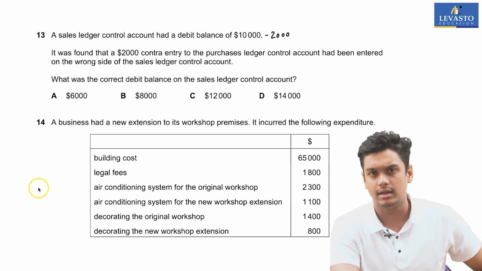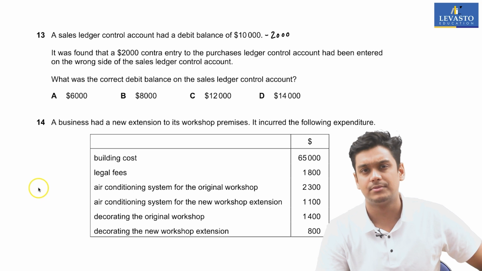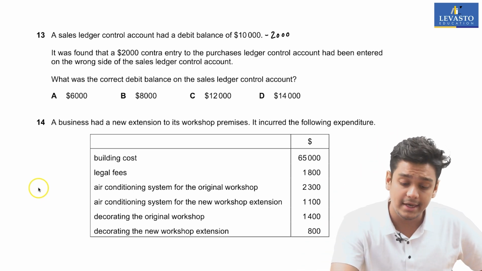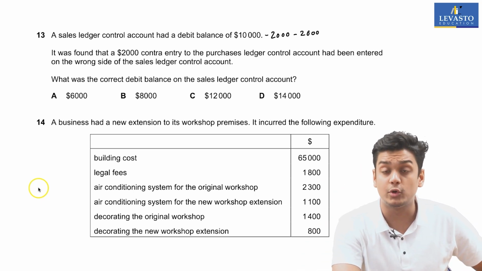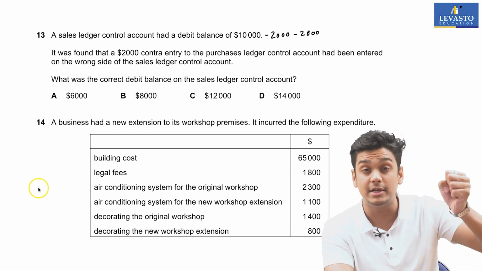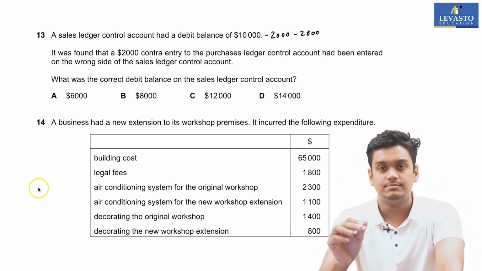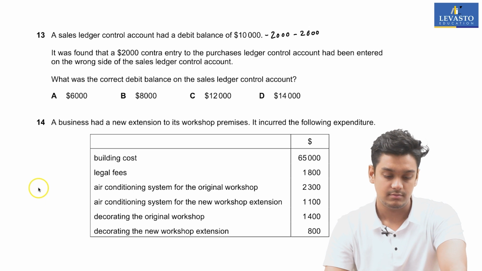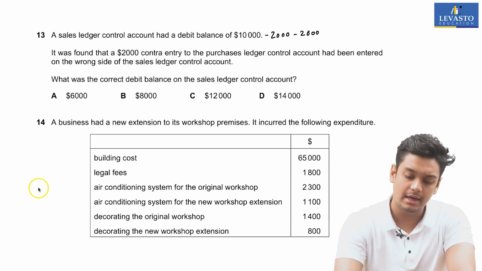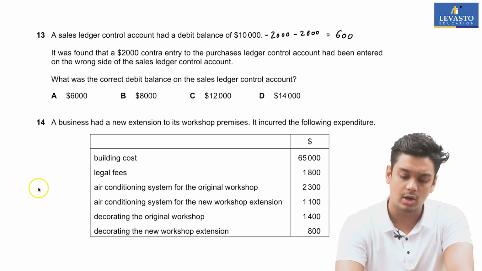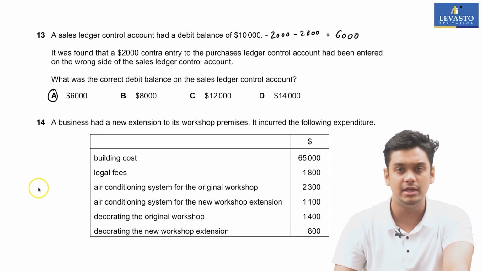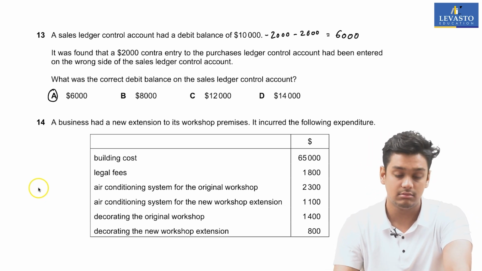That's just a single entry. That will just cancel out the error. I have to record it twice. I have to credit it twice. In other words, I have to reduce it twice. Only then it will be perfect. Then what would be the closing balance? It would be $6,000. Do we have an answer for that? Yes, we do. Answer is 13A.